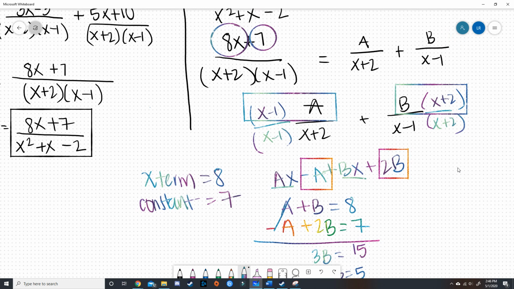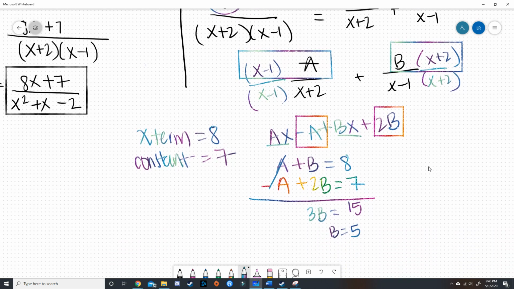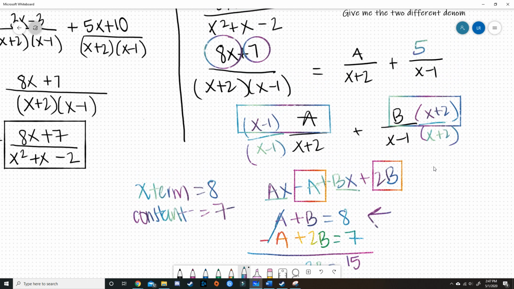So back in our fraction, this b up here is 5. Now, if you remember systems of equations, we found our b value. To find our a value, we take the b value and we plug it back in. So we have a plus 5 equals 8. a equals 3. And that is this piece right here. a is 3.